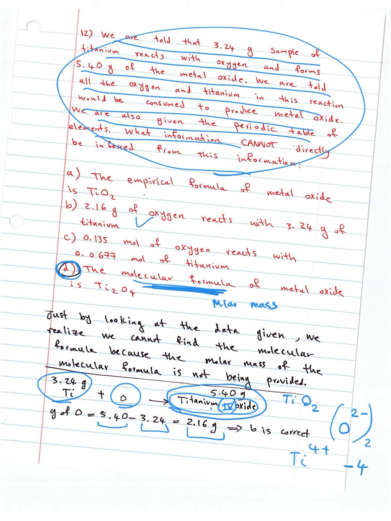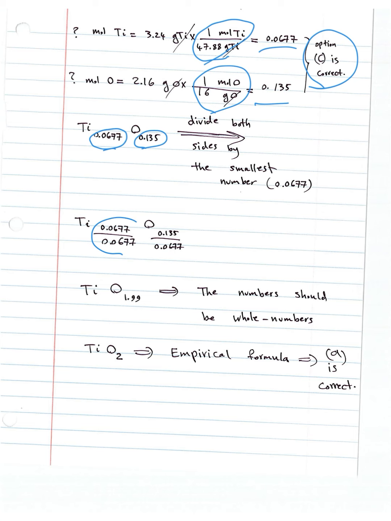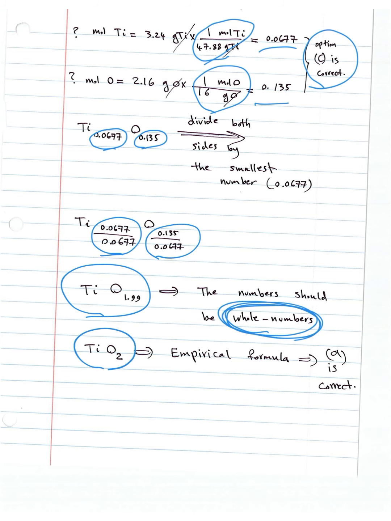Number A is also correct. So number D. And then if you want to find the moles, you just use the molar mass of each compound and then find the moles. So number C is correct. And then to find the empirical formula, you write these numbers. So you have this much of titanium, this much of oxygen, and divide them by the smallest number, and then you find TiO 1.99. So you remember these numbers should be whole numbers, so you round them and then you find the empirical formula. Not correct.